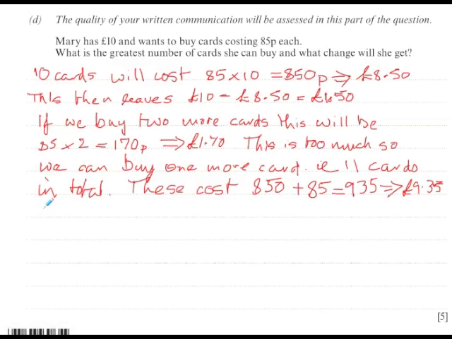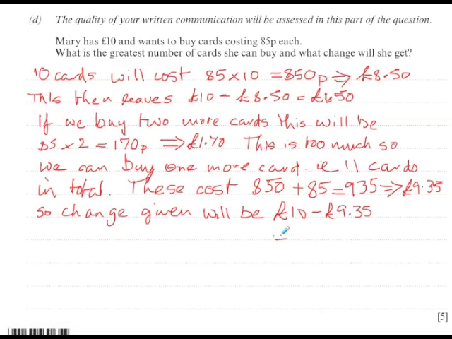So the change given will be £10 minus £9.35, which is equal to 65 pence, or £0.65. And that's your answer.